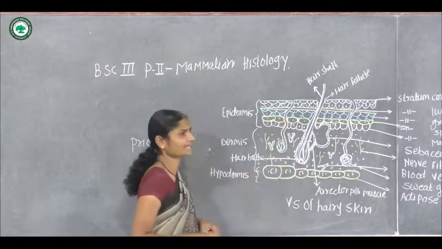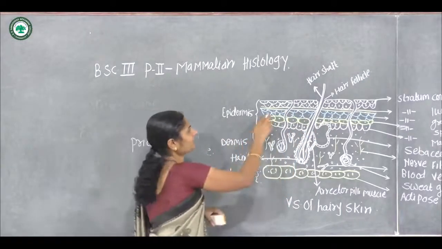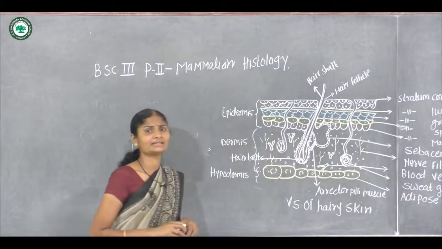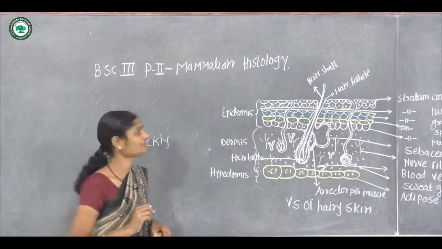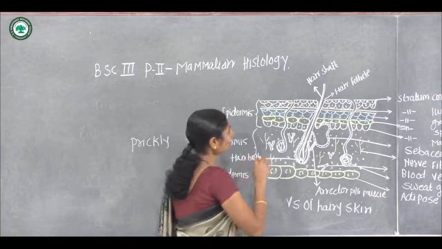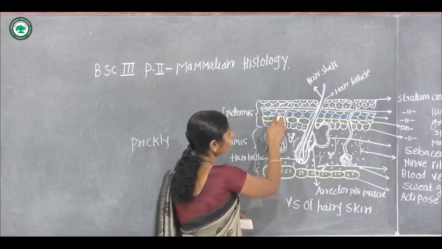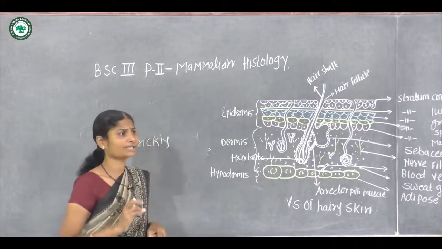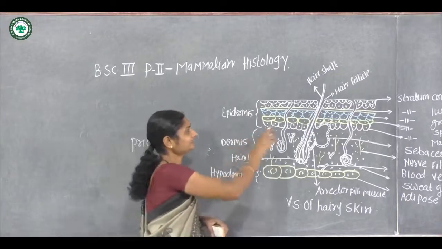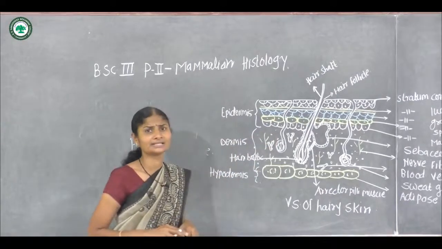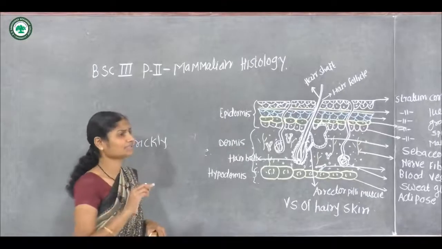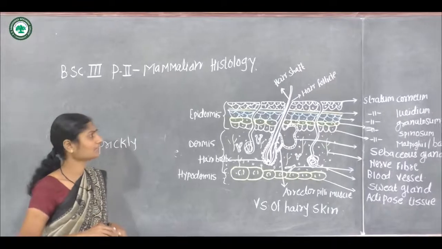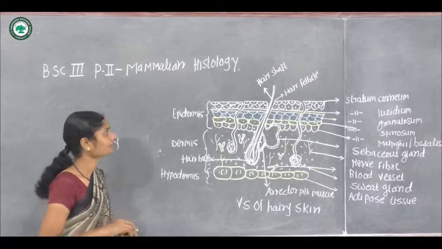Next layer is the stratum lucidum. Look at this diagram. These yellow lines indicate the stratum lucidum layer. This stratum lucidum layer is a transitional stage between the stratum granulosum and the stratum corneum layer, and it is distinct in thick epithelium and absent in thin epithelium.